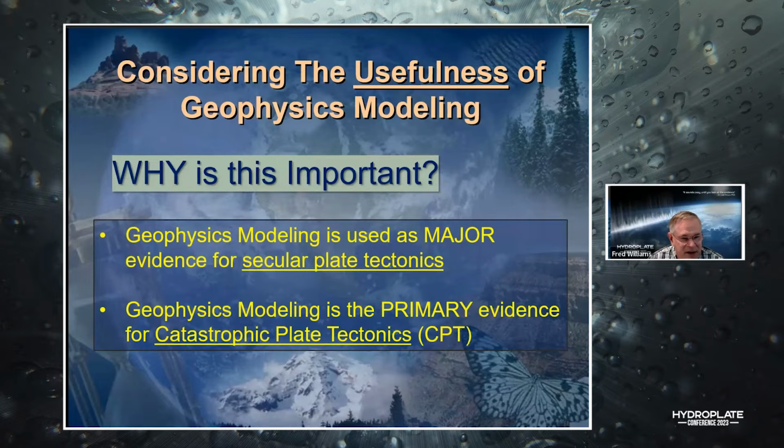And so why is this important? Geophysics modeling is used as major evidence for secular plate tectonics, and mostly I'm referring to things like seismic tomography. Geophysics modeling is the primary evidence for catastrophic plate tectonics. Now, what do I mean by that? Because you may get some CPT people object, say, well, no, it's built on top of observational evidences. But the bottom line is CPT is built on top of plate tectonics. And then from there, they separate themselves by saying it happened catastrophically to fit it into a young Earth framework. But they will cite evidences for CPT that are the same exact evidences for secular plate tectonics.